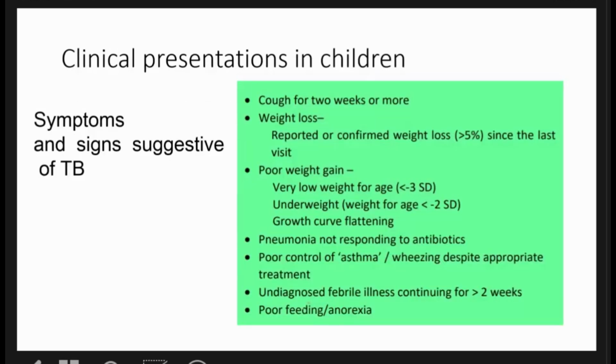So what are the clinical presentations of pediatric TB? We have signs and symptoms suggestive of TB, and when you go through the list, you can see how non-specific that is. So cough for more than 2 weeks, or weight loss, or poor weight gain, or pneumonia not responding to antibiotics, or poorly controlled asthma, or undiagnosed febrile illness more than 2 weeks, or poor feeding or anorexia. This can happen in any disease in any kid.